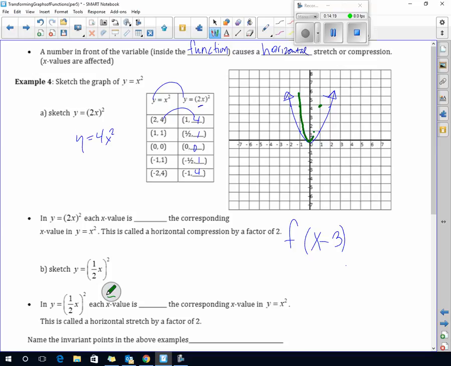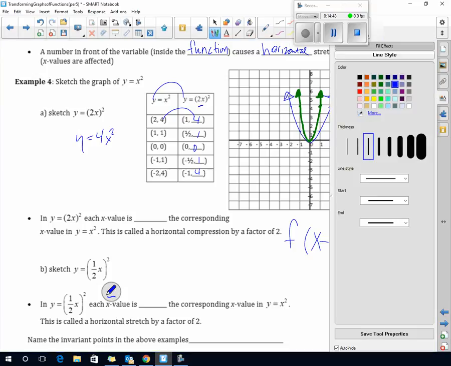But the way you should be looking at this is this 2x is actually pushing it to the middle, compressing it. We're not looking at it this way, we're looking at it this way this time, that it's actually getting compressed. Okay? So, each x value is half the corresponding x value in y equals x squared. This is a horizontal compression factor of 2.